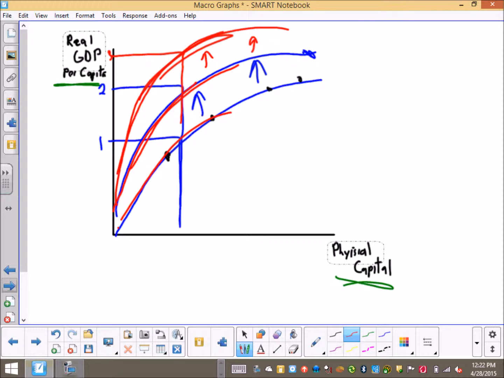Yes? To cause a shift in the long run aggregate supply, is it just shifts in that curve, or can movement also cause it to shift? Are you talking about this kind of movement? Yeah, like on the curve rather than a shift. Yes, because remember, this is real GDP. So anything that moves you up will move long-run aggregate supply.